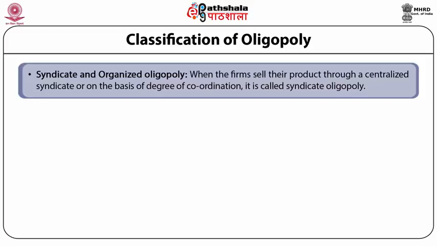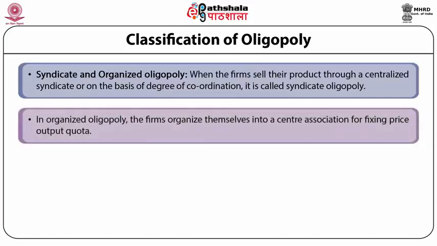Syndicate and organized oligopoly. When the firms sell their product through a centralized syndicate or on the basis of a degree of coordination, it is called syndicate oligopoly. In organized oligopoly, the firms organize themselves into a central association for fixing price and output quota. Now, we are going to discuss price and output determination under oligopoly.